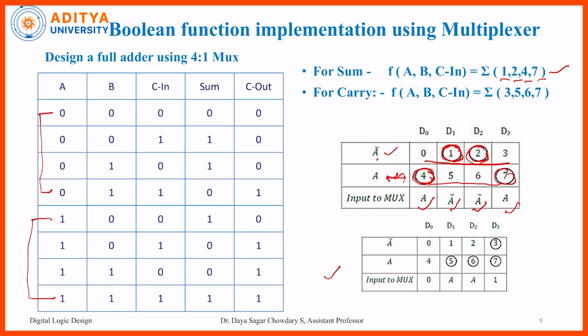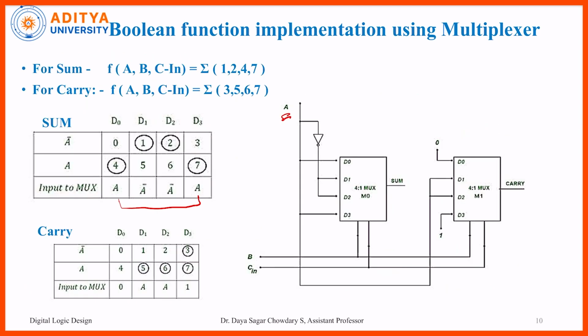Likewise we have to construct it for the carry also. So carry is 3, 5, 6, 7. Again we have to mark circles for 3, 5, 6, and 7. Finally, if there is no circle in a particular column, we can write it as 0. Circle in A is A, here also A, and if both circles are there we represent it with 1. With the help of this, with A as the input, the sum and carry we represent with 4:1 multiplexers, that is 2 4:1 multiplexers.